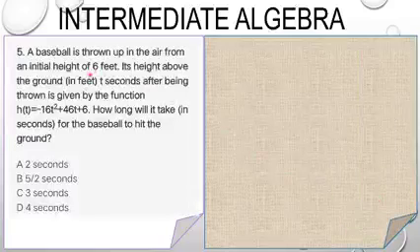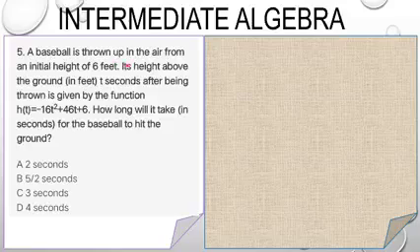Number 5. A baseball is thrown up in the air from an initial height of 6 feet. Its height above the ground in feet t seconds after being thrown is given by the function h of t is equal to negative 16t squared plus 46t plus 6. So, how long will it take in seconds for the baseball to hit the ground?